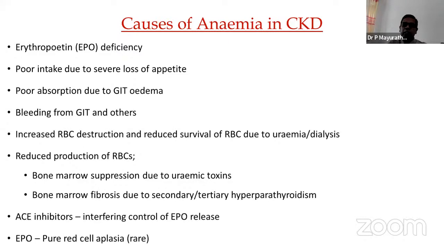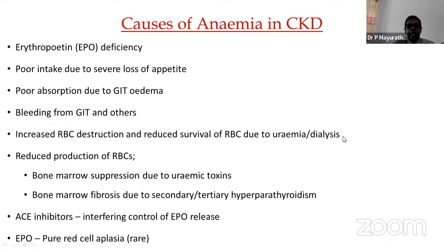And remember, severe uremia can cause reduced red cell survival. So premature destruction of the red cells also can contribute to the anemia. Hemolysis through the dialysis machine is a very rare condition. And also uremia can cause bone marrow suppression. And also when they go into secondary or tertiary hyperparathyroidism, there is a possibility of bone marrow fibrosis in CKD, especially in advanced end-stage CKD patients.